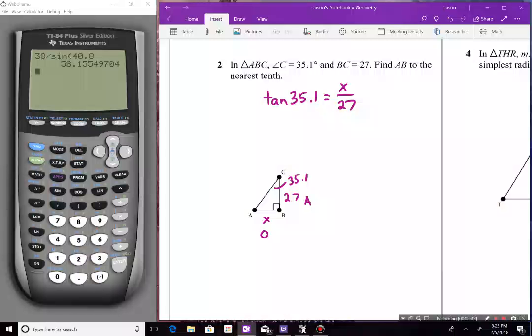Our variable now is at the top. So when our variable is at the top, we take the bottom and multiply. So this ends up being 27 tan 35.1 equals x. Go to our calculator, 27 tan 35.1, and we hit enter. Our answer is 18.97. That 7 rounds the 9 up, so this actually becomes 19 for our final answer.